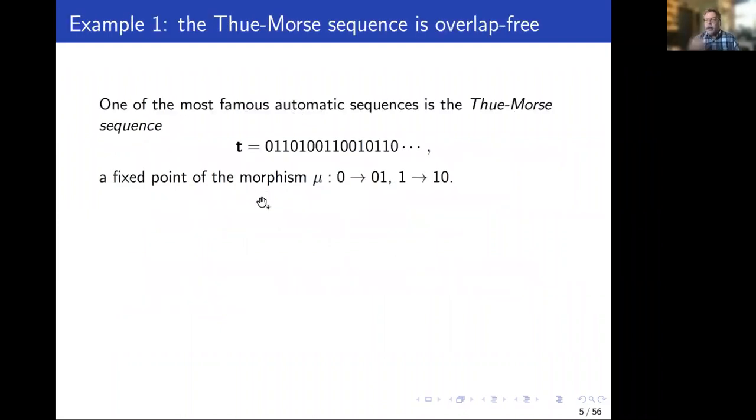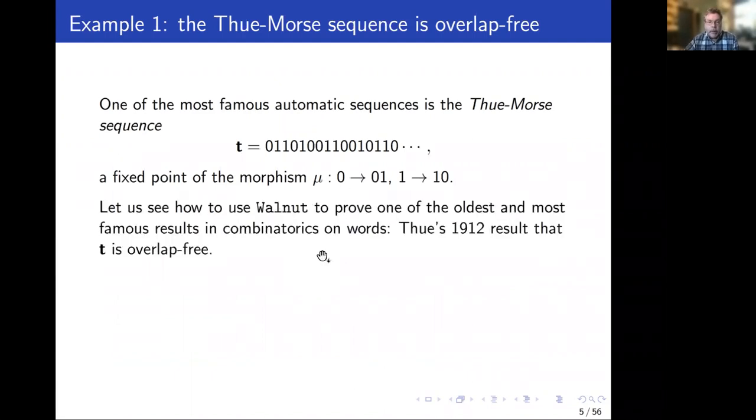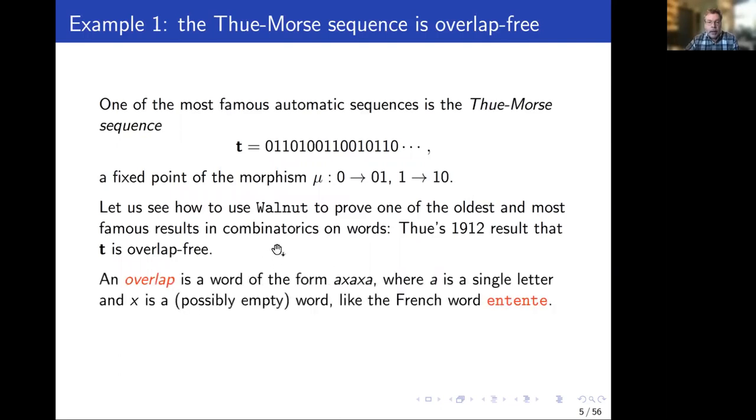Okay, so I'm going to present 10 examples basically on how to use it. Let's start with a very simple example. Probably one of the most famous theorems in combinatorics on words is this result about the Thue-Morse sequence, which says that it's overlap free. So the Thue-Morse sequence, one way to define it is as this fixed point of this morphism. And what's an overlap?